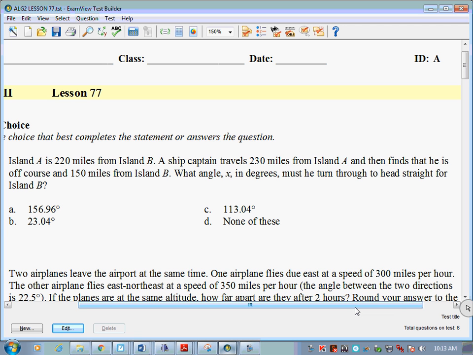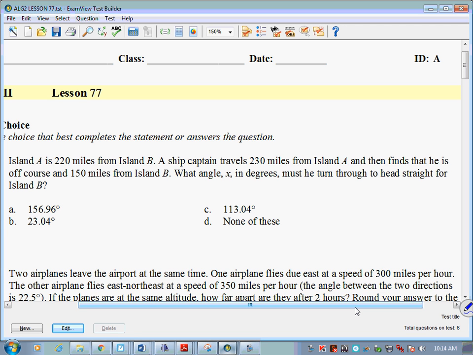It says we've got island A is 220 miles from island B. A ship captain travels 230 miles from island A and then finds that he's off course by 150 miles from island B. What is his angle in degrees? What is the angle that he has to turn his boat in order to head straight for island B? Okay, so this seems like a really complicated question, right? We get stuck on something like this on a test.